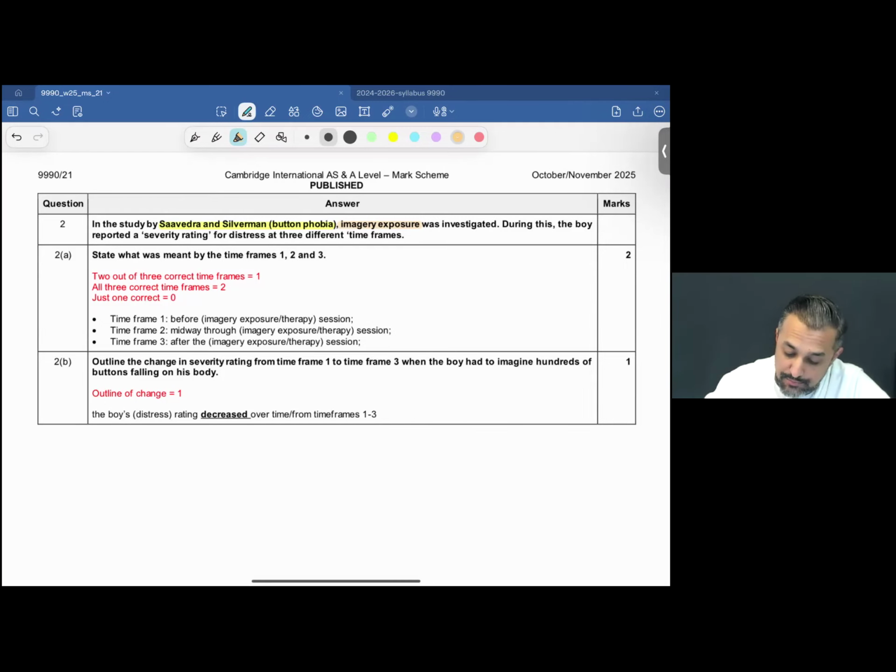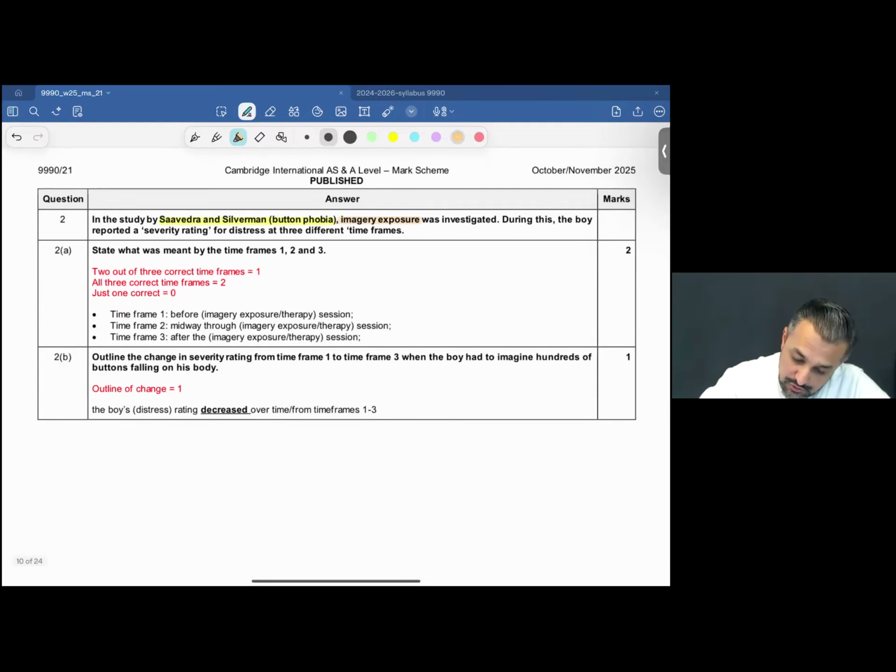State what was meant by the time frame 1, 2, and 3. Now, here you go. Let's read the question again, like I suggested. In the study, and now this rubric, this initial piece of information needs to be read at least twice, if not thrice, ideally thrice. And trust me, it does not take long.